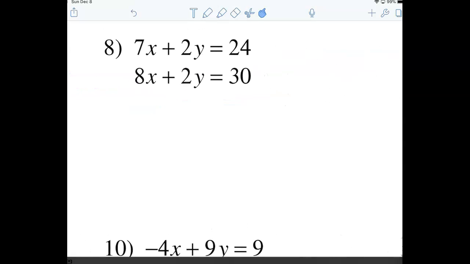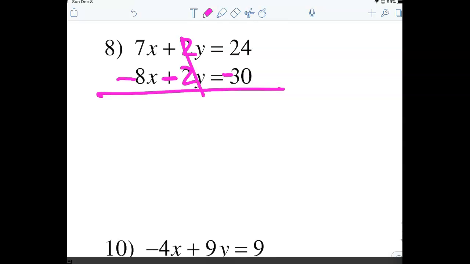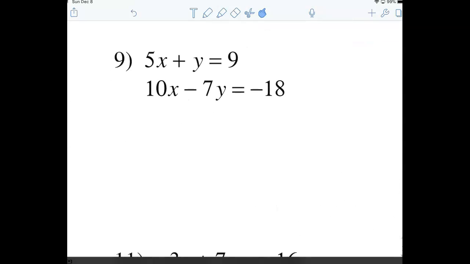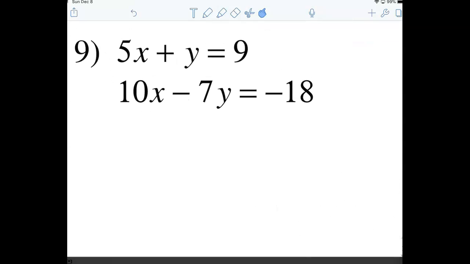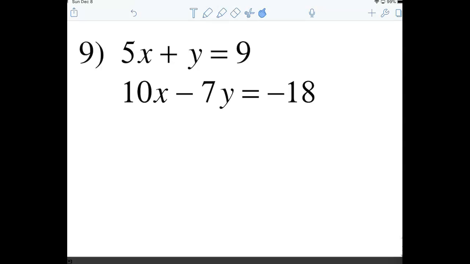Right here, same thing. I see matches, but I don't see opposites. So I need to change this to a negative, a negative, and a negative. Then it cancels, and then I keep going. Okay? Here is where it gets different. Here's where it gets really difficult.